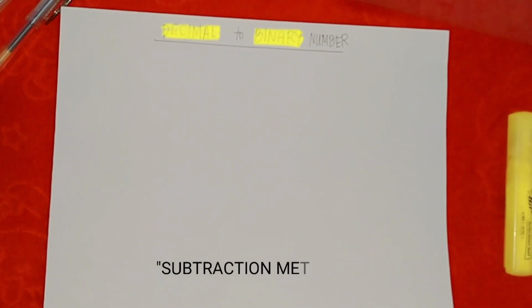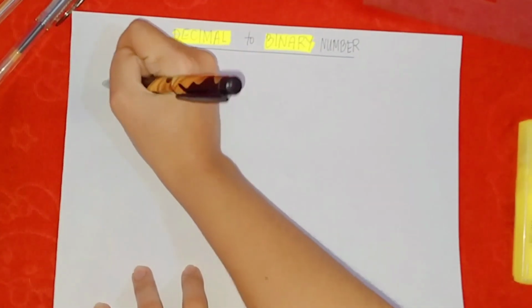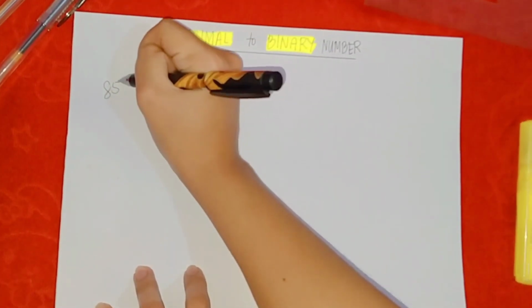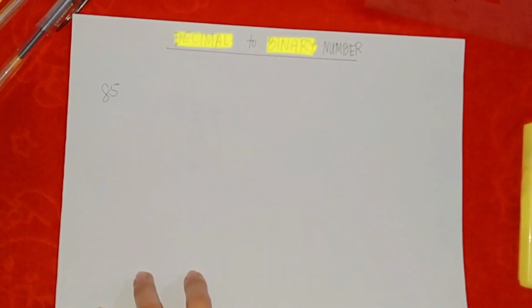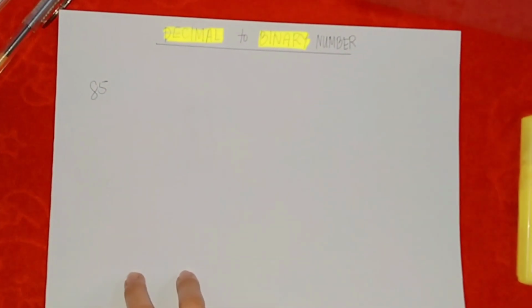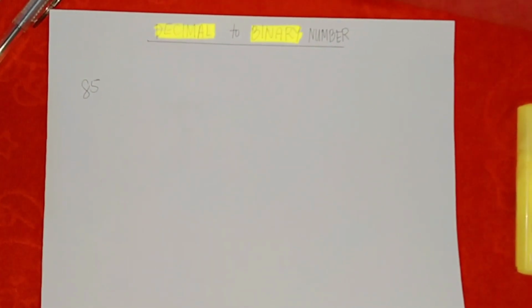So our first example of decimal number would be 85. How are we going to convert 85 to a binary number? First, we should always remember and familiarize with the powers of 2.